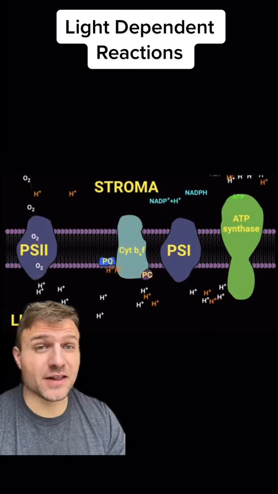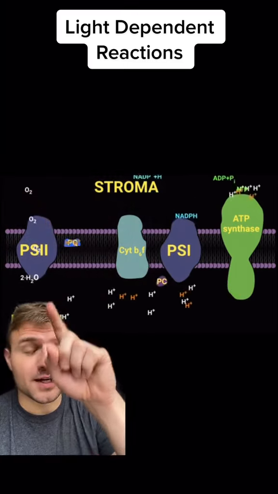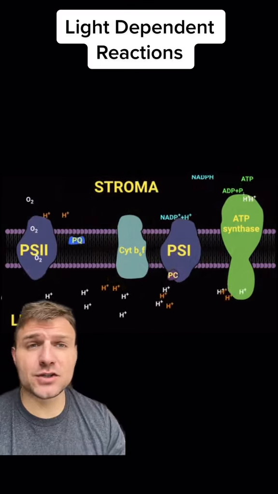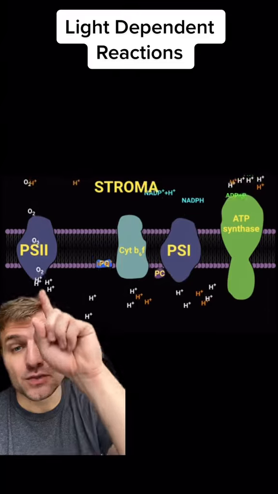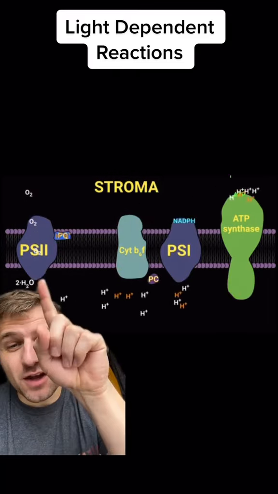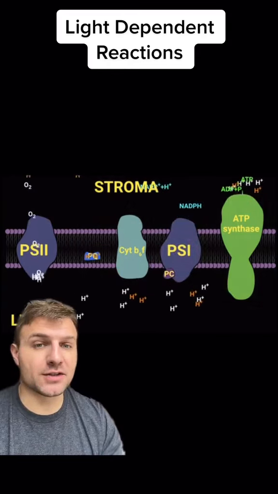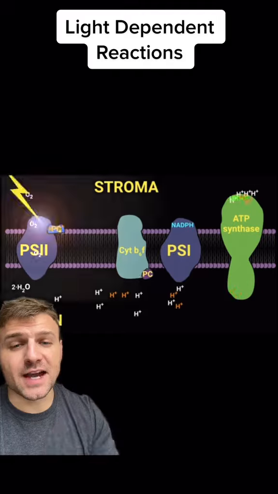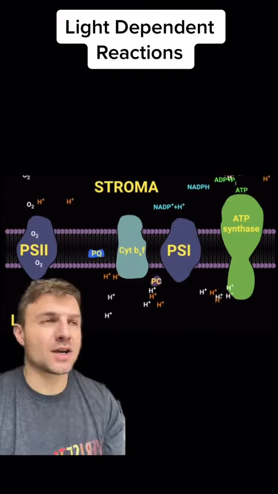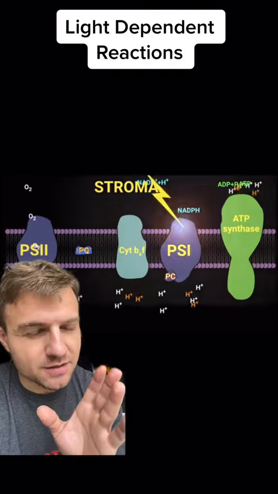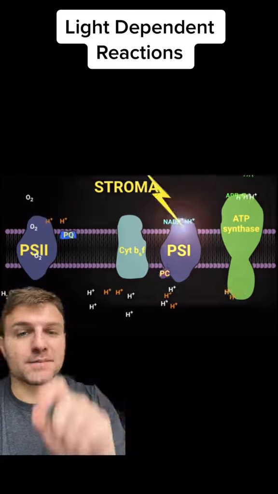The first step of the light-dependent reactions is water breaking down at photosystem 2. Specifically, 2 water molecules will break down to produce 1 oxygen molecule. And this is where the oxygen comes from that we breathe. As water breaks down, it's going to donate 2 things. It's going to donate these hydrogen ions to the lumen. Remember that hydrogen ions are just protons. And it's going to donate electrons to PS2.